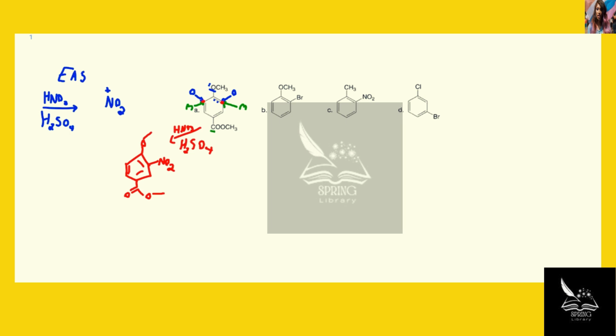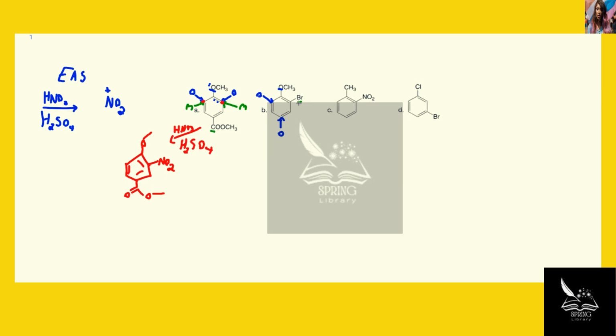So now what about B? Once again, we have two substituents. We have this methoxy, and then we have this bromine. So let's start with methoxy. Once again, methoxy is electron donating. So we know electron donating groups direct to the ortho and para positions. So we have one ortho position open, the other one is occupied with a bromine, and we have one para position also open.